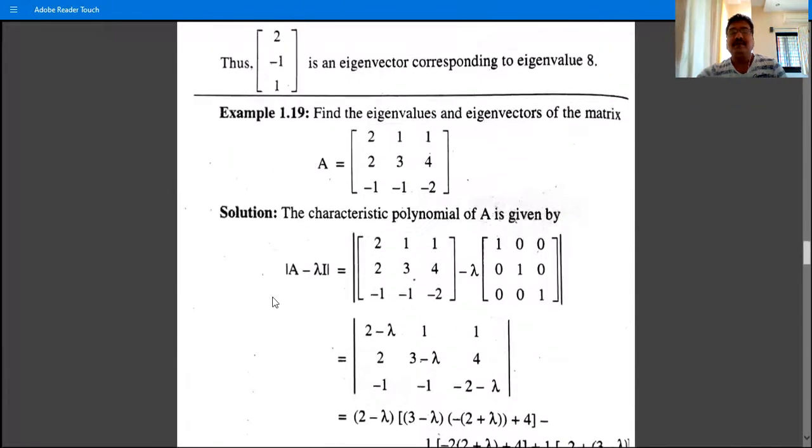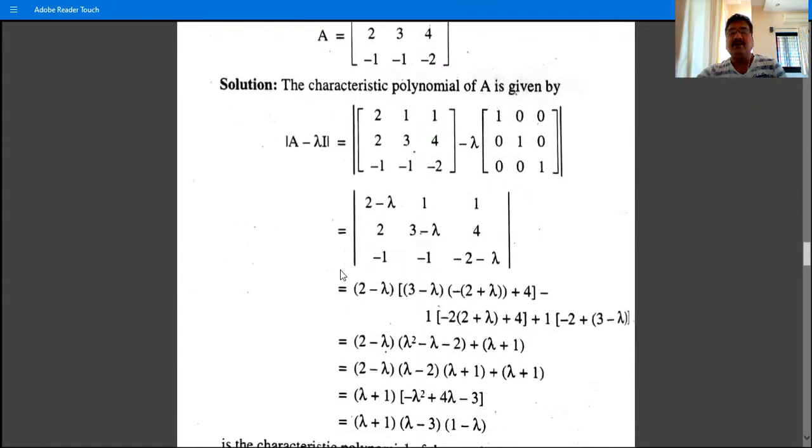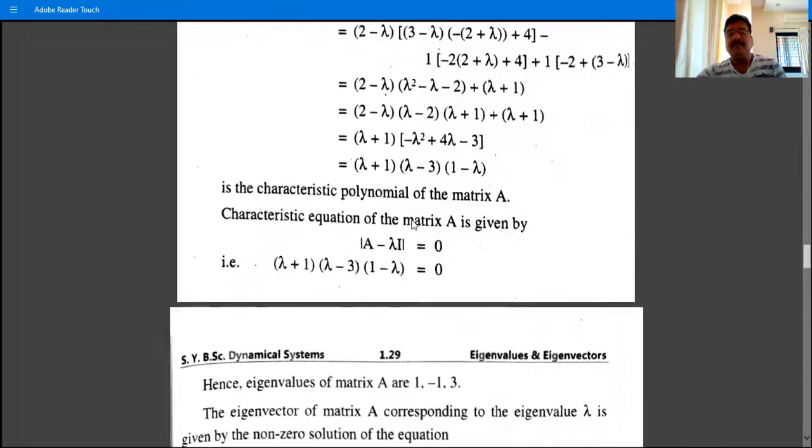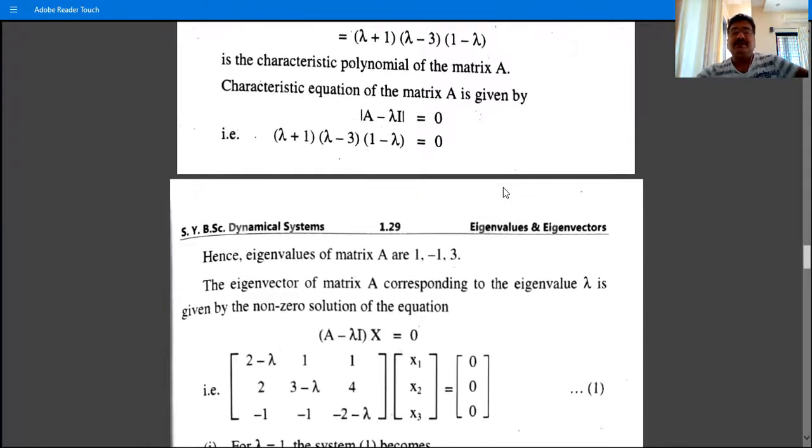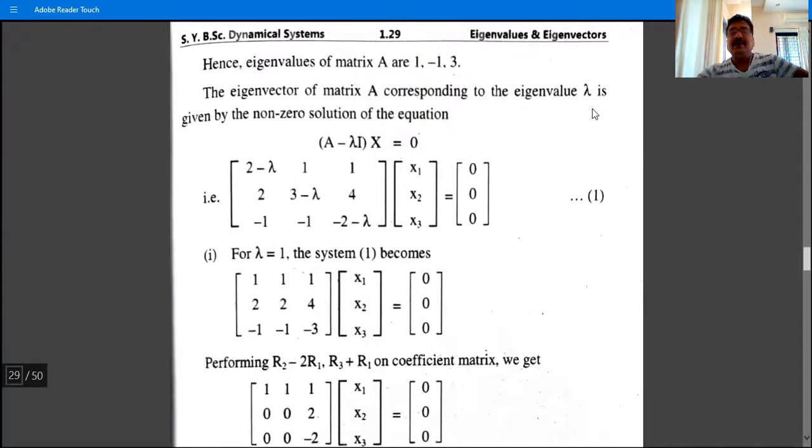So find determinant of A minus lambda I or lambda I minus A. We have the cubic polynomial. So write that cubic polynomial: lambda cube, lambda square, lambda, and then the constant term. And then we have the eigenvalues. So we have to find the eigenvectors.